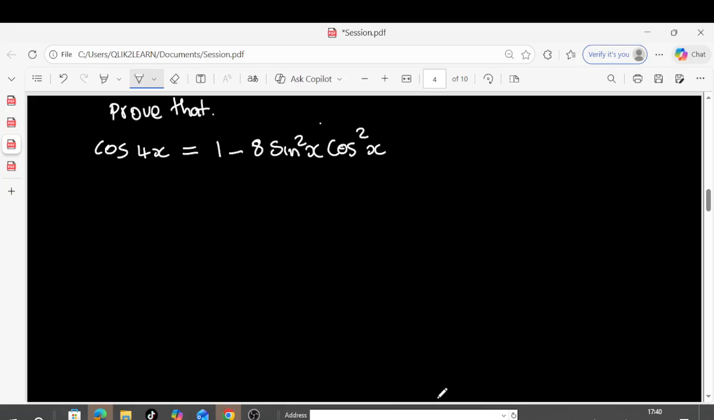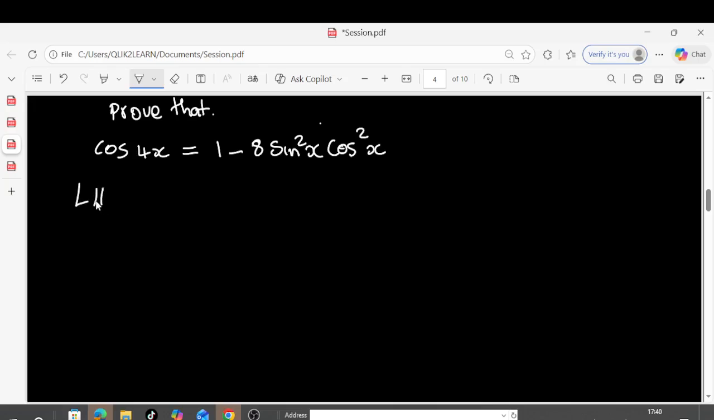Guys, will you be happy when I say that on the right hand side there's nothing much we can do? Thank you, you are very correct. The side that we need to work on is the left hand side. Yes, the left hand side is the one that we can work on.